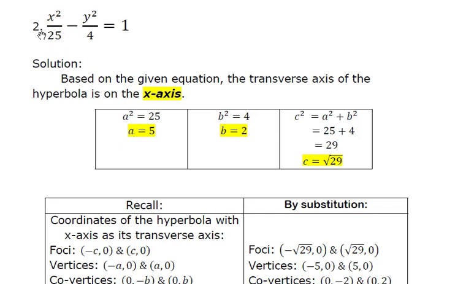And wherever the transverse axis is, we have there the a squared. The denominator is a squared. So in this case, it's 25, and a becomes 5. Then b squared is 4, b is 2. Then to calculate c, we have the square root of 29. Moving on.